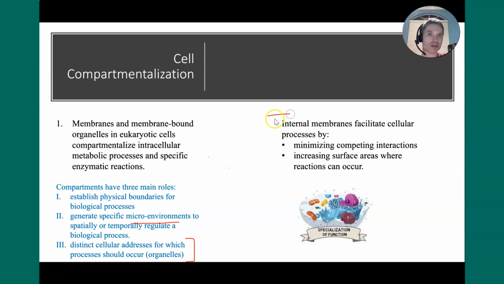Next, the importance of the intracellular membranes or internal membranes. We see these in the mitochondria, we see these in the Golgi, and they have 2 important roles. The first job here is to minimize the competing interactions. As I said before, the different organelles have different functional roles, so you don't want the mitochondria and the ER competing for their different jobs. And the other reason why having internal membranes is critical is it helps increase the surface area for reactions. And that's really important in the mitochondria and the chloroplast for generating glucose or ATP.